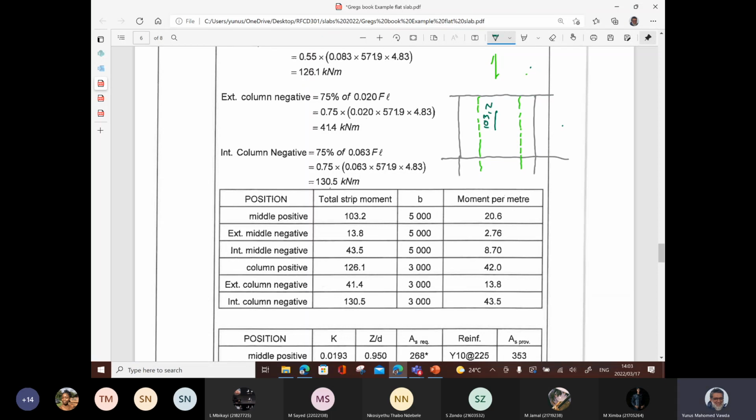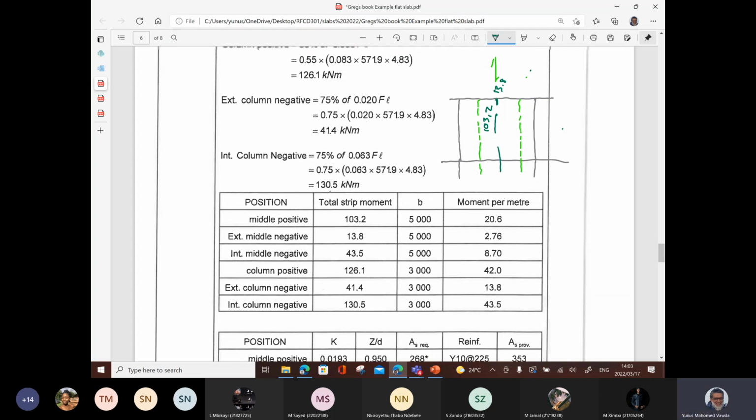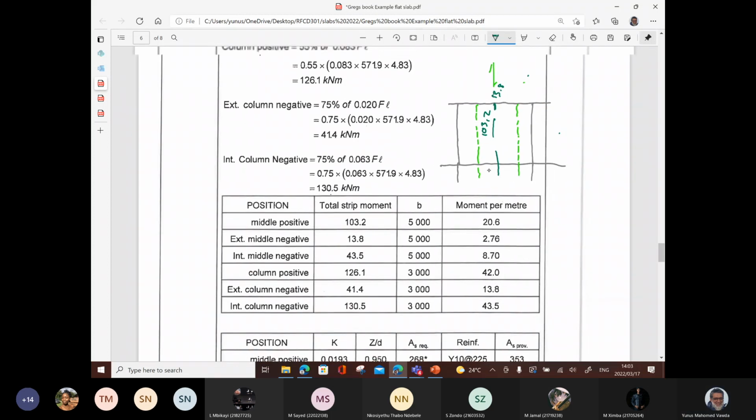So that's 103.2. Okay, then we've got external middle negative, so that will be here. Sorry, squeezing it in there. It's going to be 13.8, very little. And then we've got internal middle negative, which is here. And that one's going to be 43.5. Does that make sense to you?